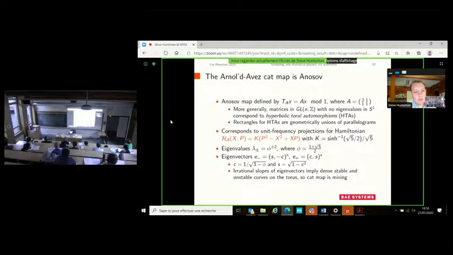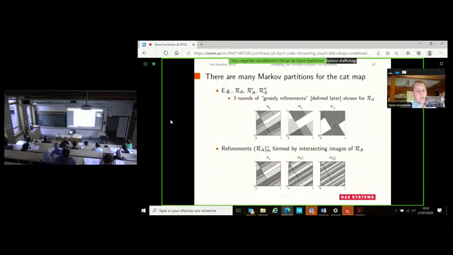But the key is that these eigenvectors have irrational slopes, and so the stable and unstable curves become dense on the torus, and this map becomes mixing. So it's physically reasonable to talk about it as a toy system. So there's lots of Markov partitions for it. I'm showing a few at the top here, what I call RA, RA prime, and RA double prime.